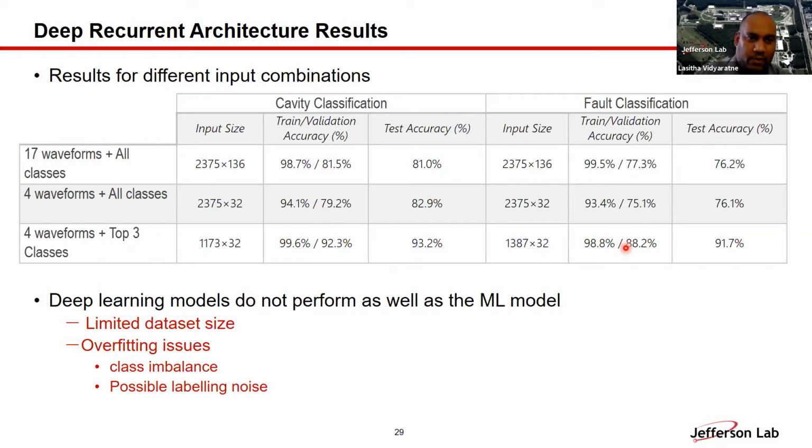Overall, we see that the deep learning models may not be performing as well as the machine learning model that we had earlier. We believe this is mostly due to the limited dataset size we had. As I mentioned earlier, deep learning requires a lot of data in order to train properly. We also see overfitting issues here, possibly due to class imbalance. As you can see, the validation and test accuracies improve when we remove the classes that are less represented in the dataset. Deep learning in particular is also susceptible to noise, with possible mislabeling happening from human error.